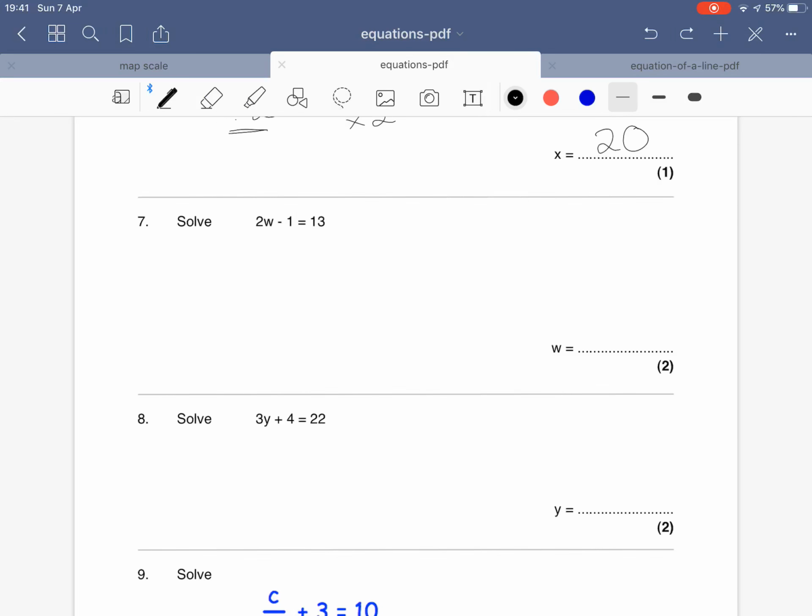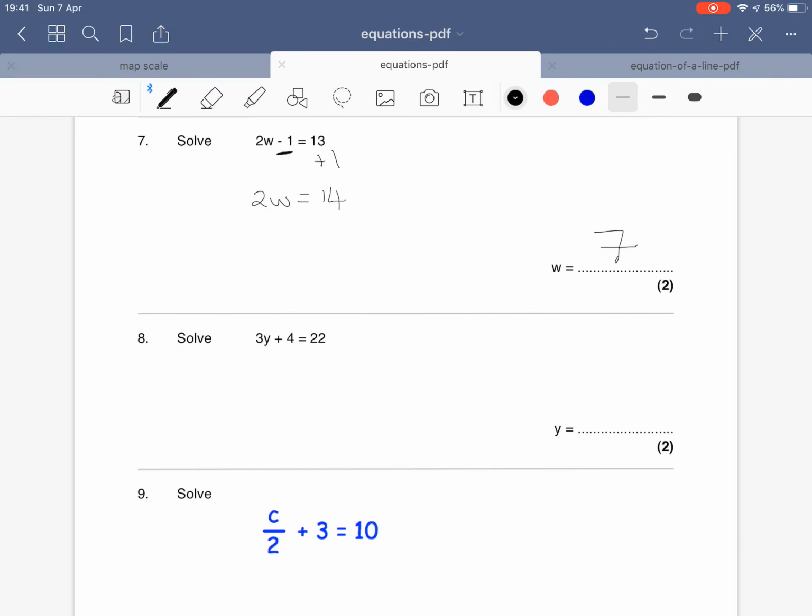So I want to do this 1 first. I want to do the opposite of taking away 1, so I want to add 1 first. I'd be left with 2w, and 13 add 1 is 14. So I've got 2 times something is 14. Well, 2 times 7 is 14. So you've got one more step before you do your times and divide.